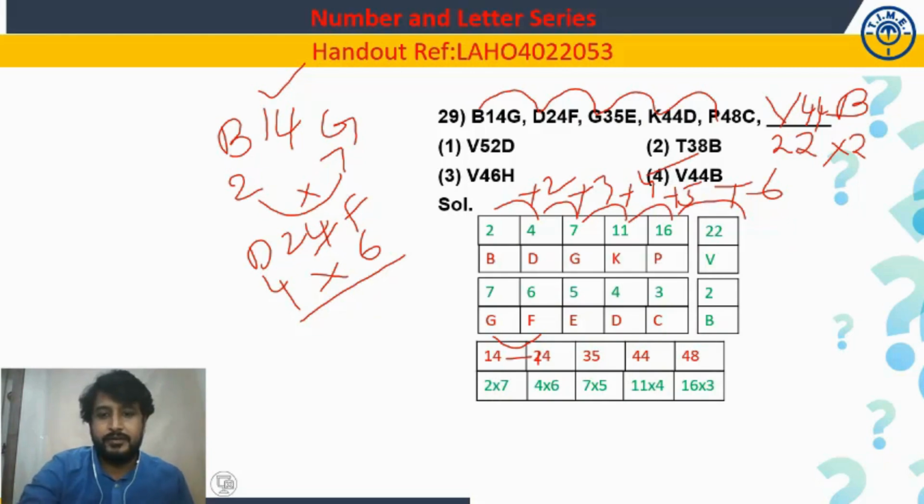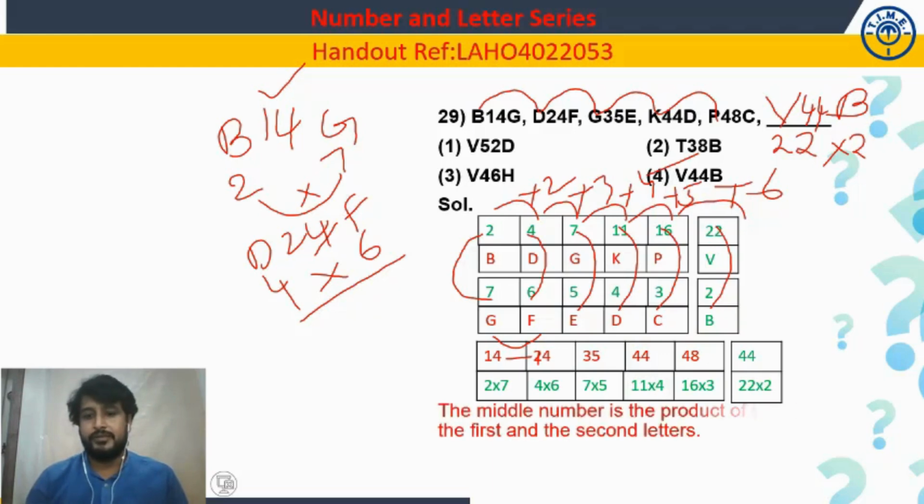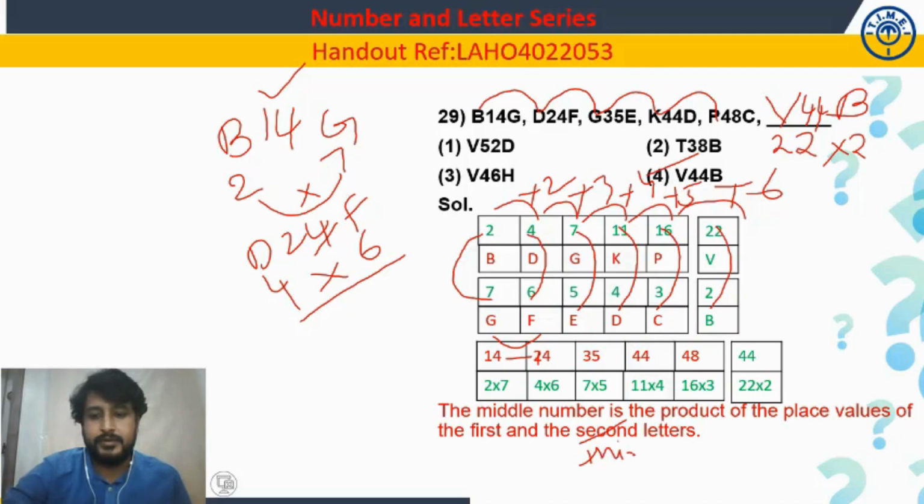14 is 2 into 7, and 24 is 4 into 6, 35 is 7 into 5, 44 is 11 into 4, 48 is 16 into 3. Similarly, 22 into 2 is 44. So V44B is our answer. The middle number is the product of the place values of the first and third letters.